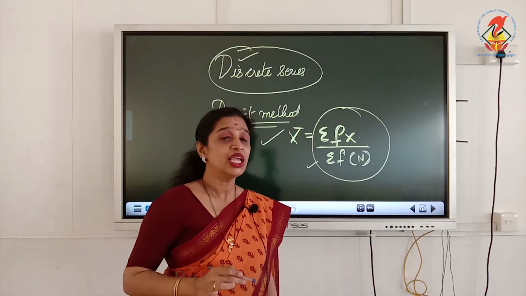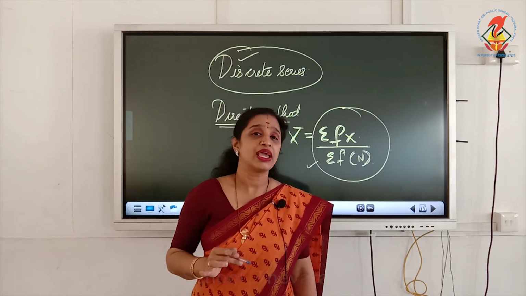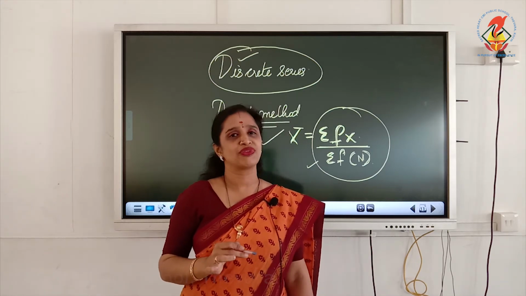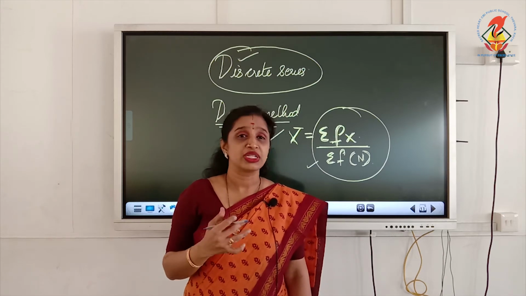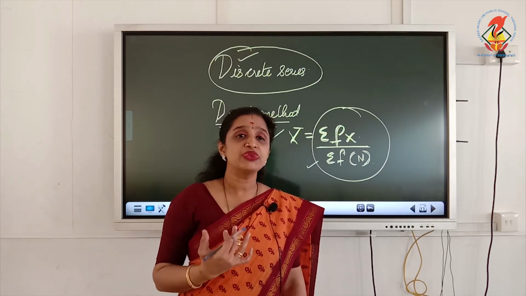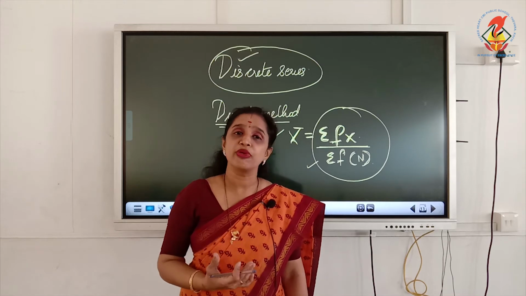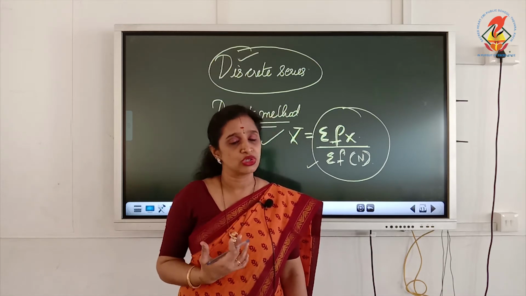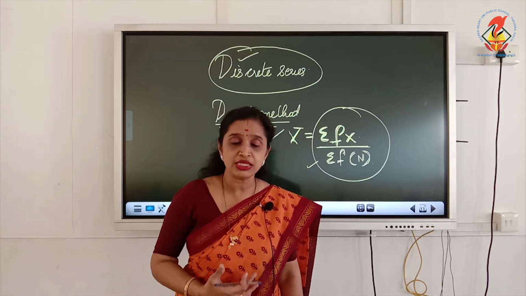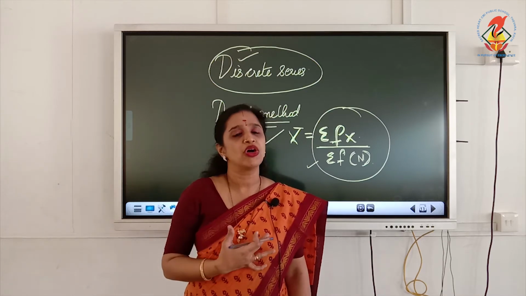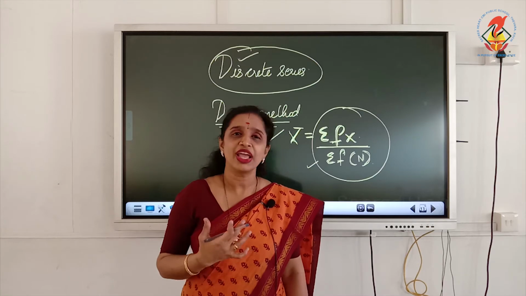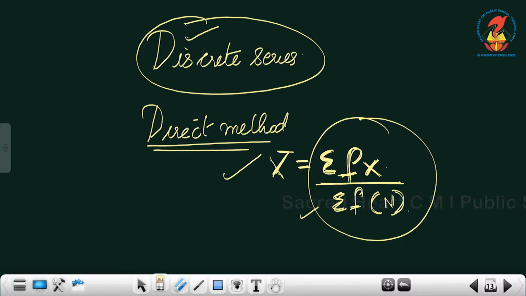So, here in the discrete series, n is not the number of observations, but it is the total of frequency. So, try to understand the difference. In an individual series, n represents the number of items because there is no frequency, but in a discrete series, n represents the total of frequency, that is sigma f. So, the formula is sigma fx by sigma f.